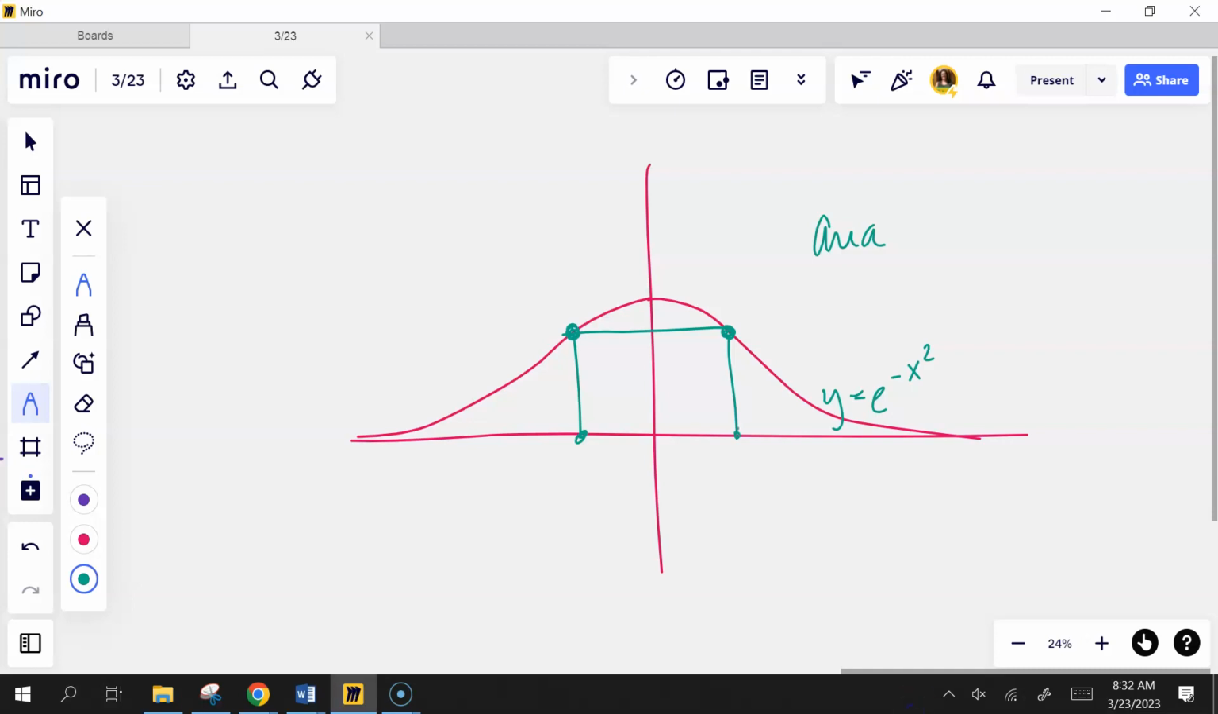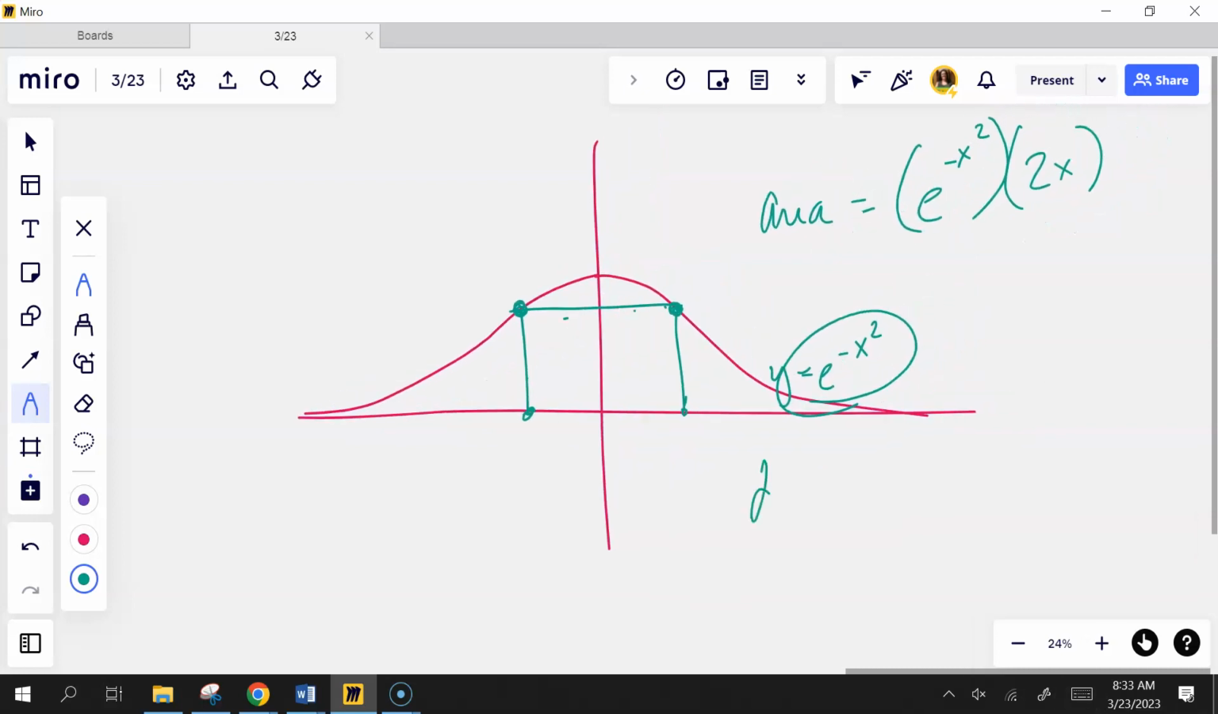So let's think about it. The height, this is going to be the height, right? You agree with that? Times the width. And if I'm spanning that way, I'm going to have to do two x's. Right? Right.